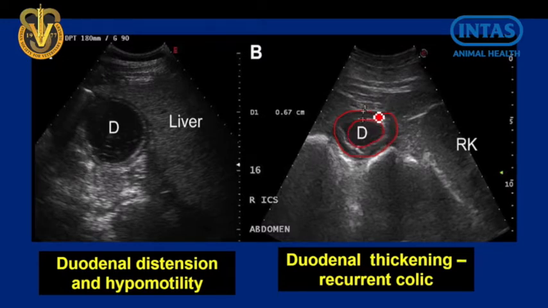This is a common condition in cases of recurrent colic. Whenever there is a recurrent colic, you give the treatment and the animal becomes okay. Then after certain days, the bout of colic starts again. You again give the treatment, the animal becomes okay, and it starts again. So whenever there is a recurrent colic, always look for duodenal thickening.